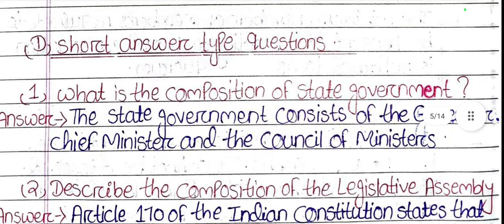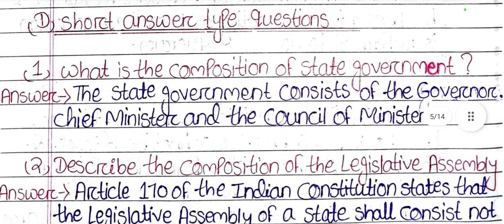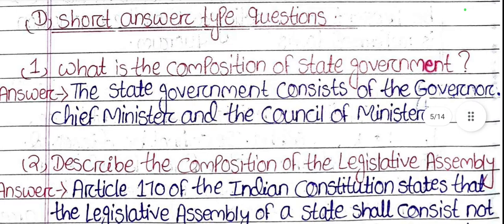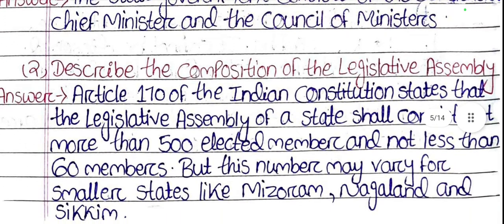The next is short answer type questions. Here are the short answer type questions. So what is the composition of the state government? The state government consists of the governor, chief minister and the council of ministers.